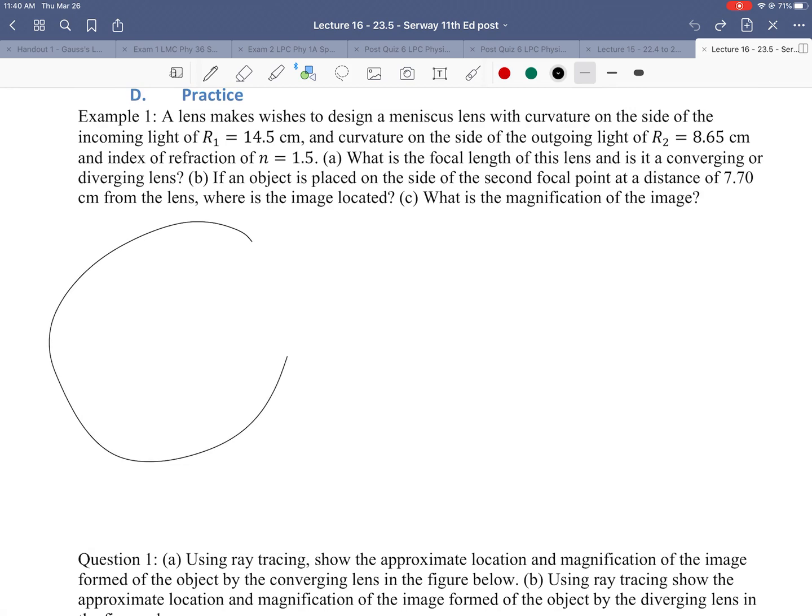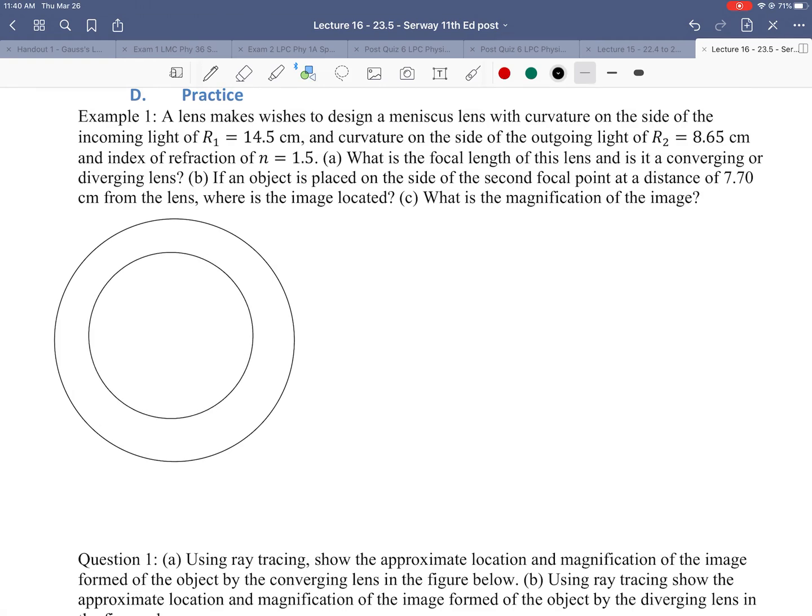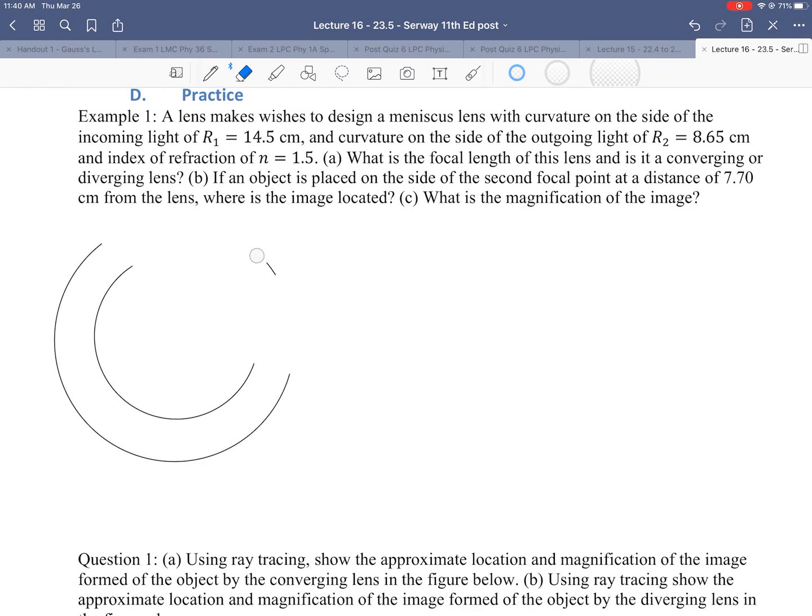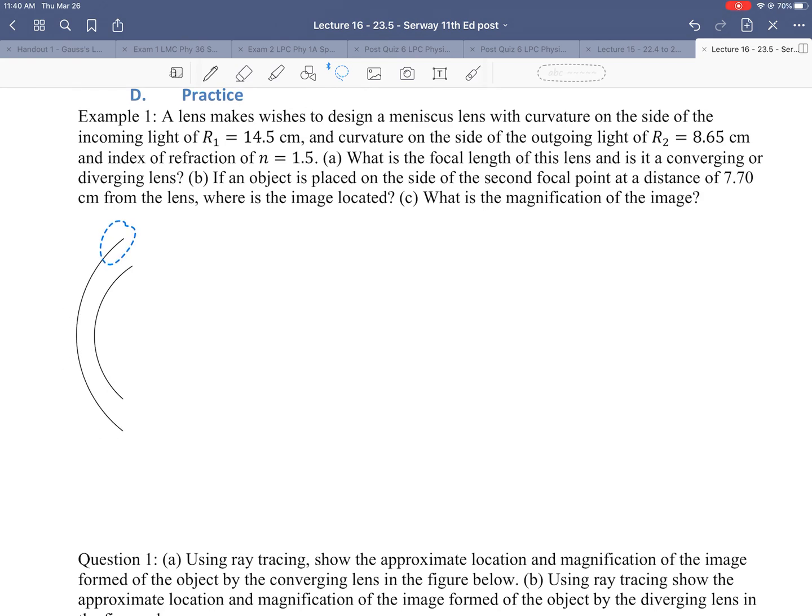So you can think of one circle as having the radius R1, which is 14.5, and then we have a smaller circle of radius 8.625, so something like this, okay? So this is essentially the two circles that we're using to make our meniscus lens. So in effect, what we're going to do is shave away the rest of the circle until we get something that looks more like a lens. Okay, I can then bring the two halves closer to each other, like so, and we've got ourselves a meniscus lens.